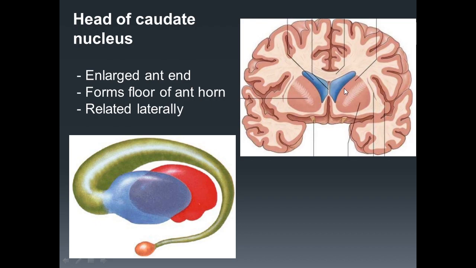And this head of the caudate nucleus, laterally it is related to the internal capsule and lentiform nucleus. So lateral to the caudate nucleus, here you can see the internal capsule, which is a bundle of white fibers, and still laterally there is the lentiform nucleus. So the head of the caudate nucleus is situated in the floor of the anterior horn of the lateral ventricle, and laterally it is related to the internal capsule and lentiform nucleus.